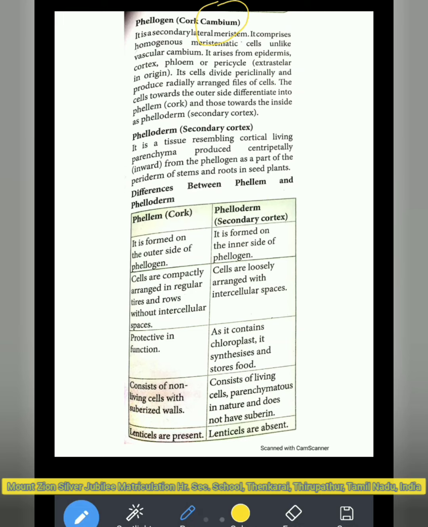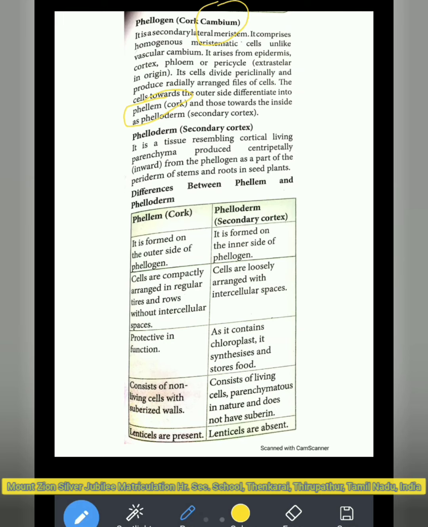Here the cell divides periclinally and produces radially arranged files of cells. So many cells will be divided here. The meristematic divisions of the cell will take place over here. The cells towards the outside, we call the phellem. This is very important. The cells that develop towards the outside, we call the phellem. The other name for phellem is cork, which I already told you.